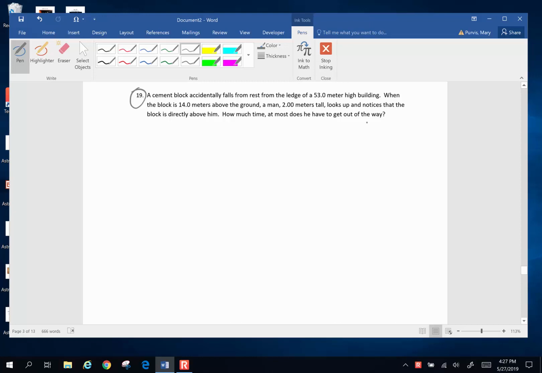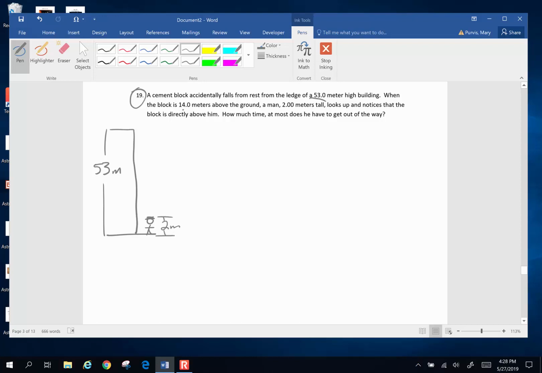Now, this is a complicated problem. Lots of different things going on, so let's draw a really, really good picture. The building itself is 53 meters high, so we have 53 meters from the top to the bottom of the building. We have a man who is 2 meters tall. Here's our little person. I'll give him a hat because I like people with hats. I think hats are cool. And he's 2 meters tall from top to bottom.